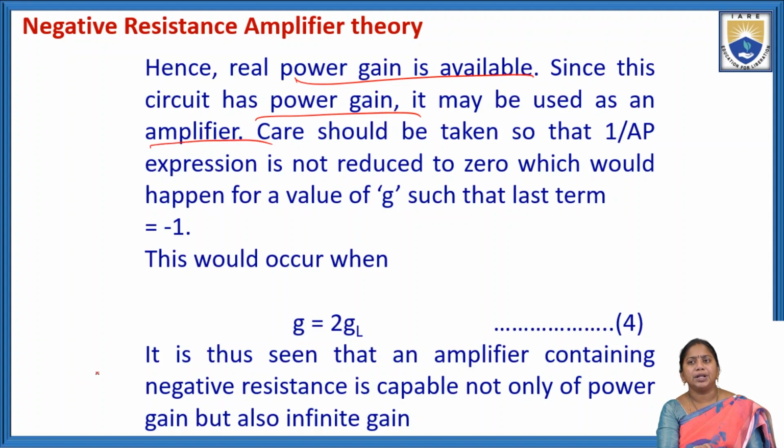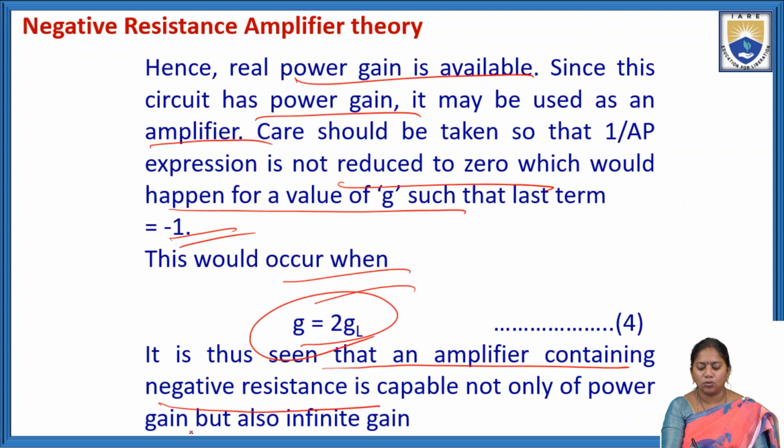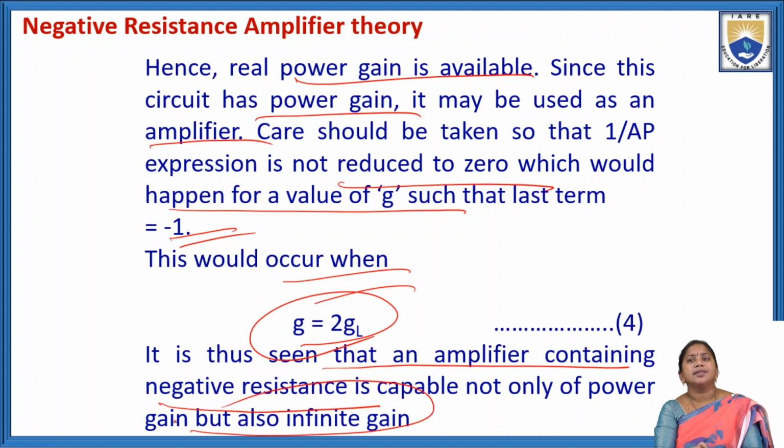Care should be taken so that the 1 by AP expression is not reduced to 0, which would happen for a value of G such that the last term must be equal to minus 1. This would occur when G equals 2 into GL. It is thus seen that an amplifier containing a negative resistance is capable not only of power gain but also infinite gain. Hence real power gain is available. Since the circuit has power gain, it may be used as an amplifier.